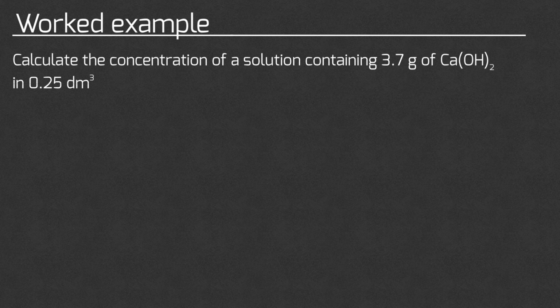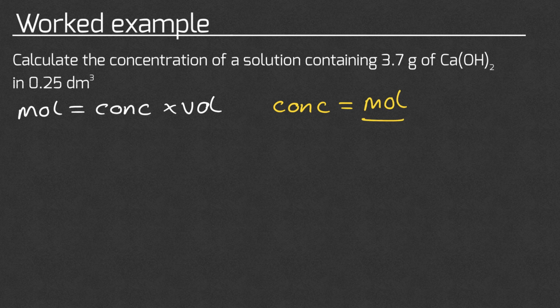This final example is going to put together the moles and the mass calculations and the moles and the concentration and volume calculations. So we need to calculate the concentration of a solution containing 3.7 grams of calcium hydroxide in 0.25 decimeters cubed. We've been asked to calculate the concentration, so we must be using the moles equals concentration times volume equation, but we'll need to rearrange it to find the concentration. So to get our final answer, we'll need to use concentration equals moles divided by volume.